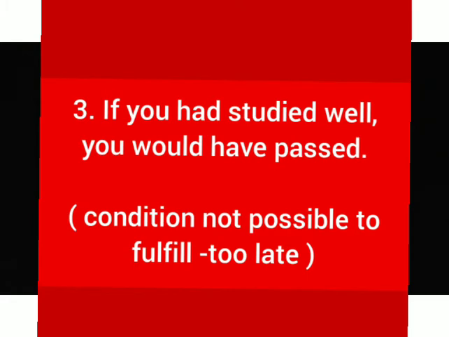പഠിച്ചിട്ടുണ്ടായിരുന്നുവെങ്കിൽ നീ ജയിച്ചിട്ടുണ്ടാവുമായിരുന്നു. So there is no possibility to fulfill the condition now. So no possibility. That is given in the third condition. So the change in the verb makes the difference.